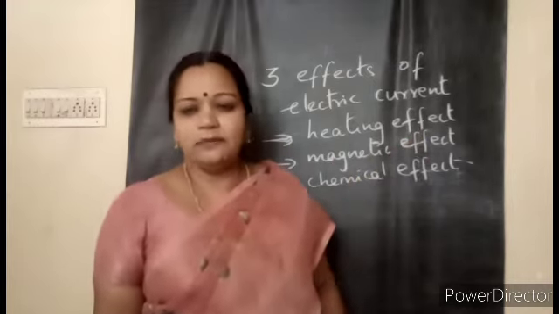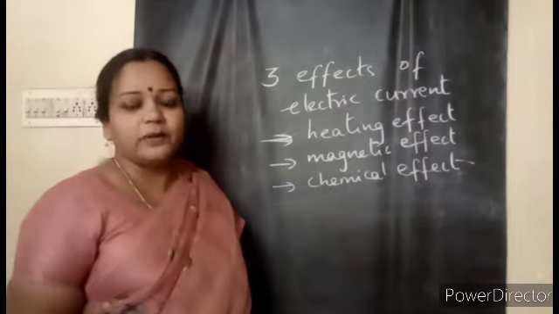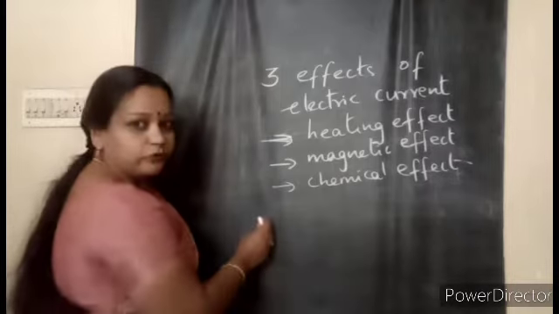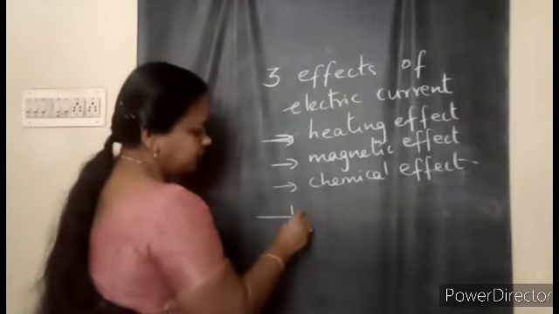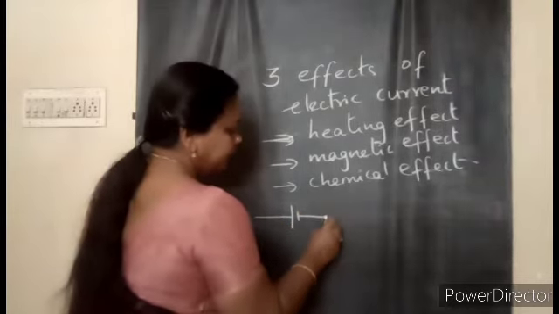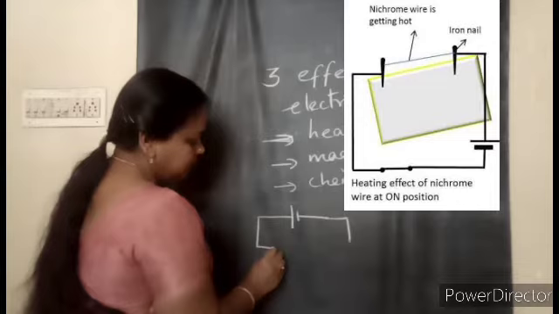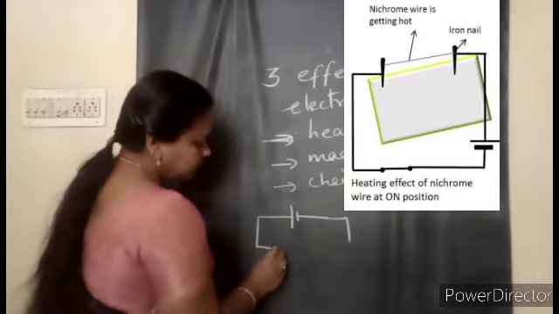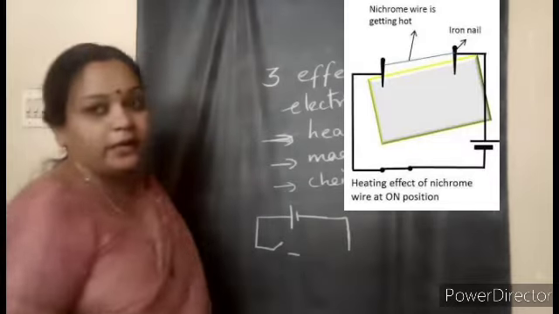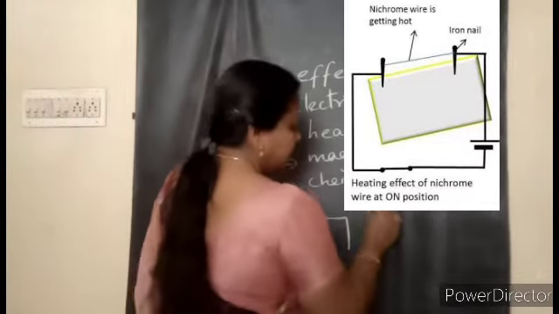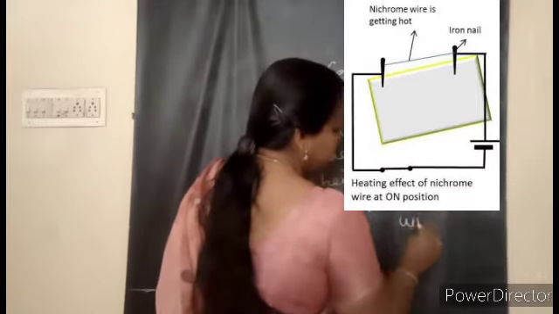Now another activity we'll do to learn further about the heating effect, children. For this, again we are going to take a cell, or a battery can also be taken. Then you will connect it to your switch. Then we have to connect it to a wire made of nichrome. Nichrome is an alloy, children. So we'll take a piece of nichrome wire.